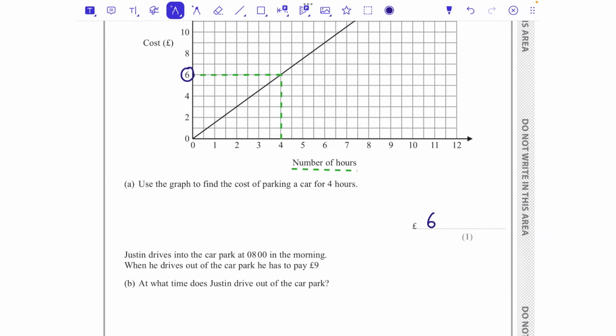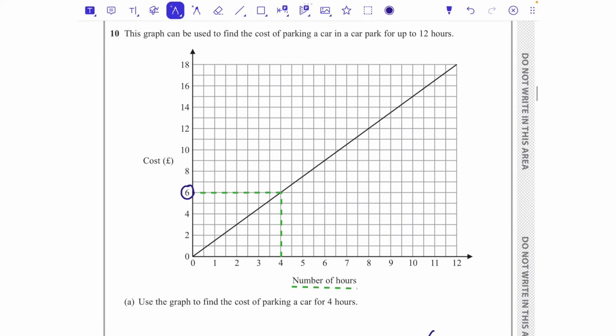Justin drives into the car park at 8 a.m. in the morning. When he drives out of the car park, he has to pay £9. At what time does he drive out? So let's see. For £9, we're going to go across at 9, which is going to be in between 8 and 10. Again, hit that graph and go down. And we can see that £9 corresponds to 6 hours in the car park.